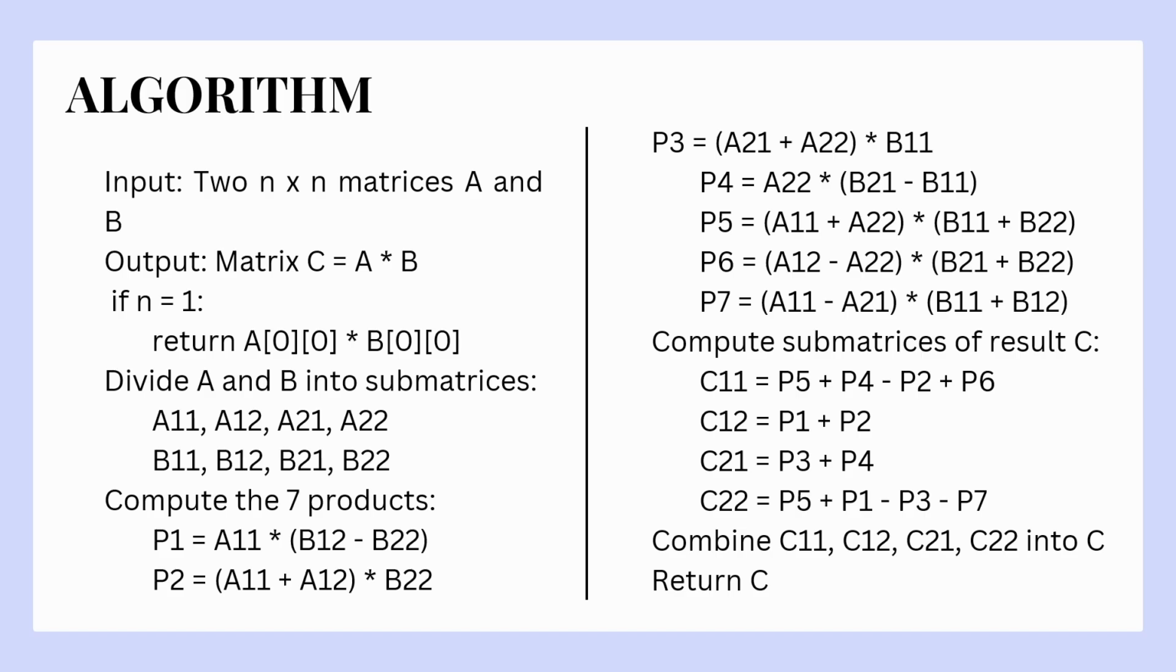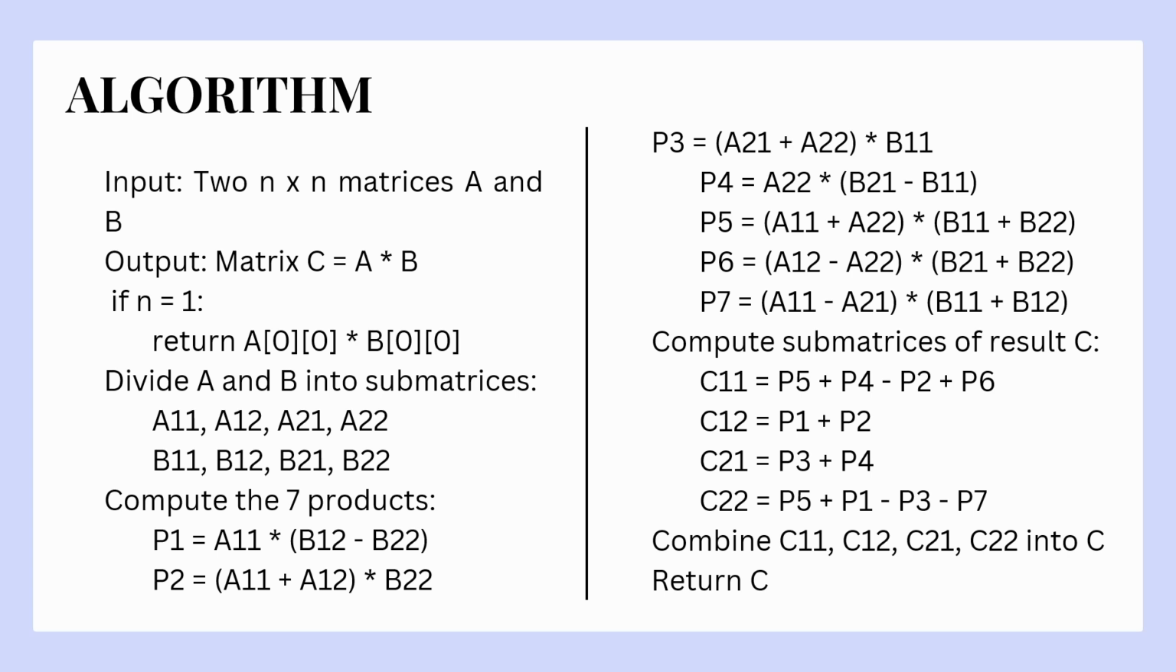For the third step, we compute 7 products. Next, we calculate 7 intermediate values, P1, P2, P3, P4, P5, P6 and P7, using the formulas. Here, instead of doing 8 multiplications, we are doing only 7. Finding the results of the submatrices, we now use these values to compute C11, C12, C21 and C22. And the combine step will be, finally we combine C11, C12, C21, C22 to form the final result matrix C. So this is how Strassen's matrix multiplication algorithm works, using divide and conquer to reduce the number of multiplications.